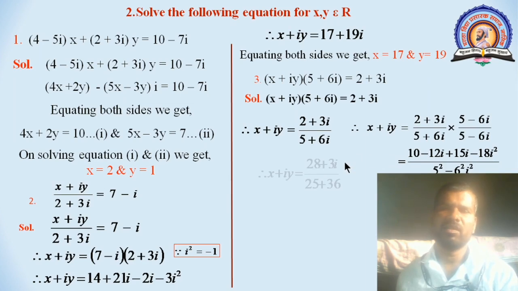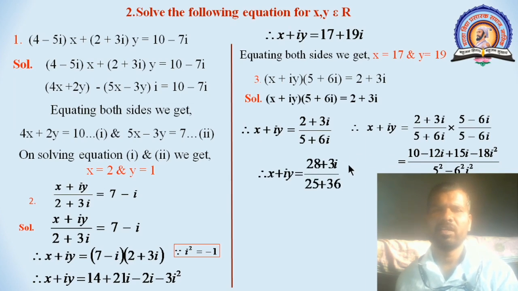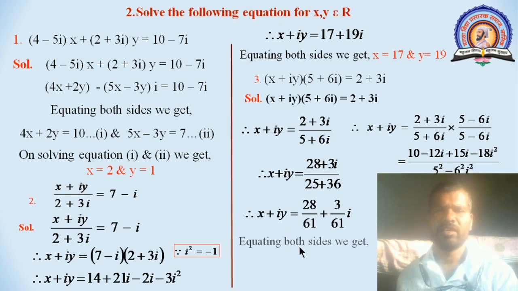Then put the value of i square equal to minus 1 and simplify. You will get x plus iy is equal to (28 plus 3i) upon (25 plus 36). Therefore, x plus iy is equal to 28 upon 61 plus 3 upon 61 i. In a similar manner, when two complex numbers are equal, the real and imaginary parts are equal. On equating real and imaginary parts, we get x is equal to 28 upon 61 and y is equal to 3 upon 61.